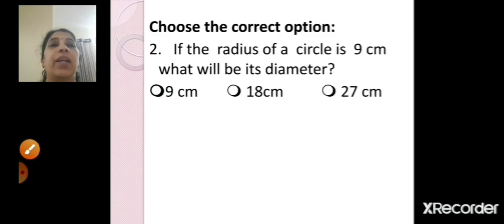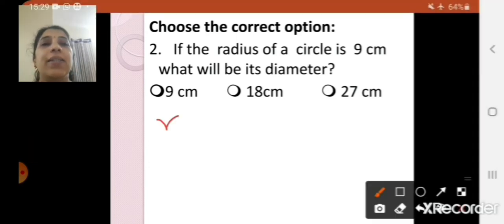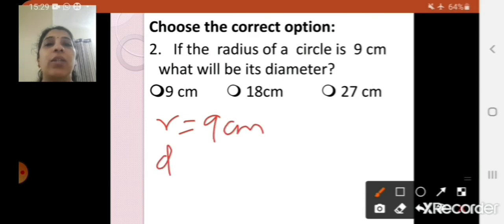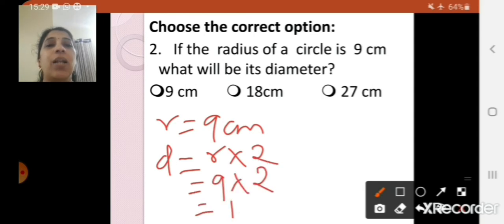If the radius of a circle is 9 centimeter, what will be its diameter? So what is given? Radius is equal to 9 centimeter. So you have to find out the diameter. Now diameter is equal to what? Twice the length of the radius. So radius into 2. So what I'll do? 9 into 2. So what is 9 2s are? 9 2s are 18 centimeter.